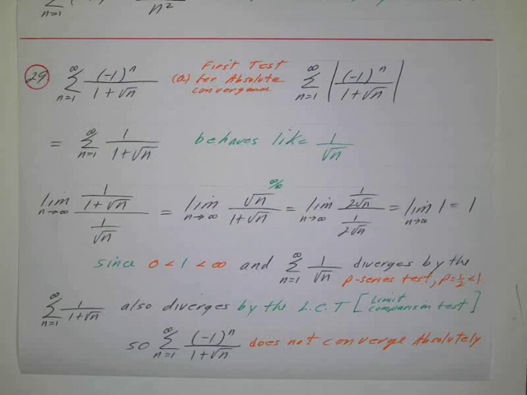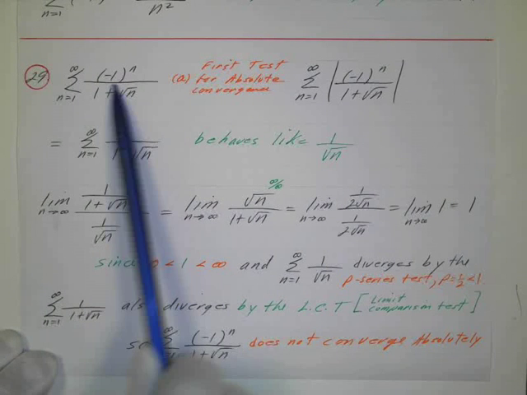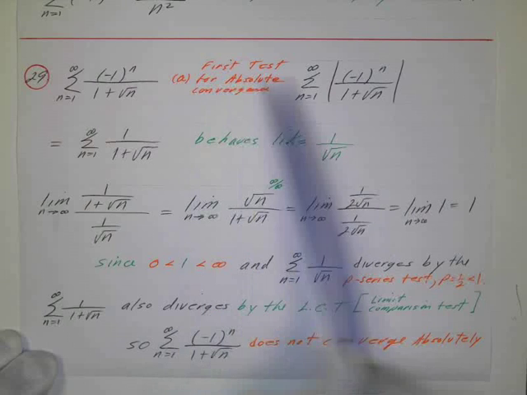Okay, some more problems from section 9.5, and this is number 29. And this is our series. Again, it's an alternating series, but we're only going to test it for absolute convergence, because we might get lucky, and if it converges absolutely, we're done. So we'll test for absolute convergence.